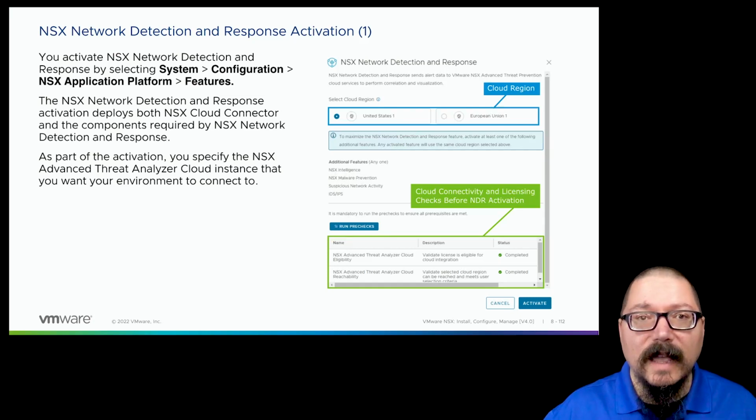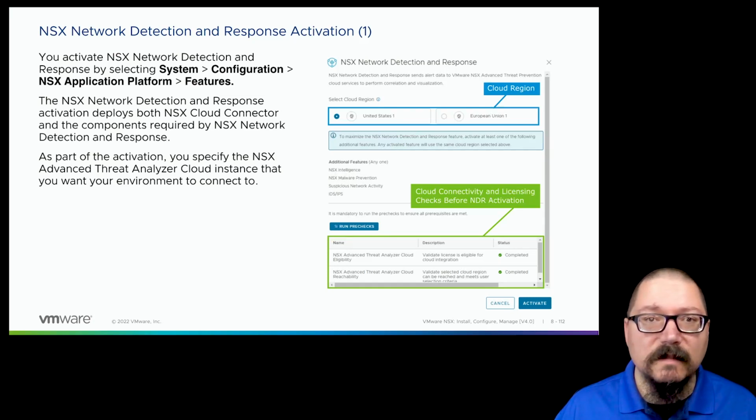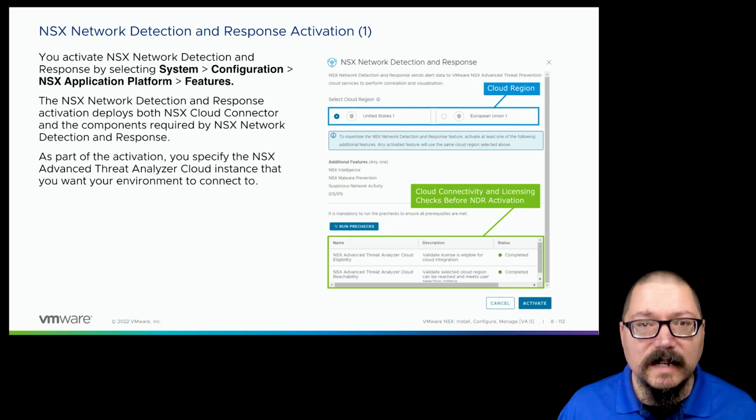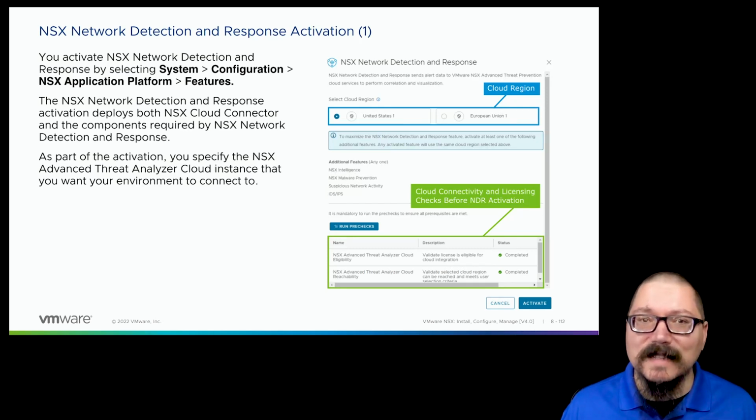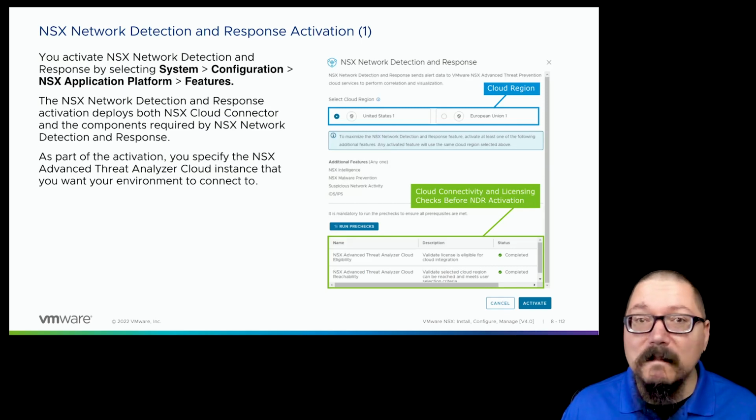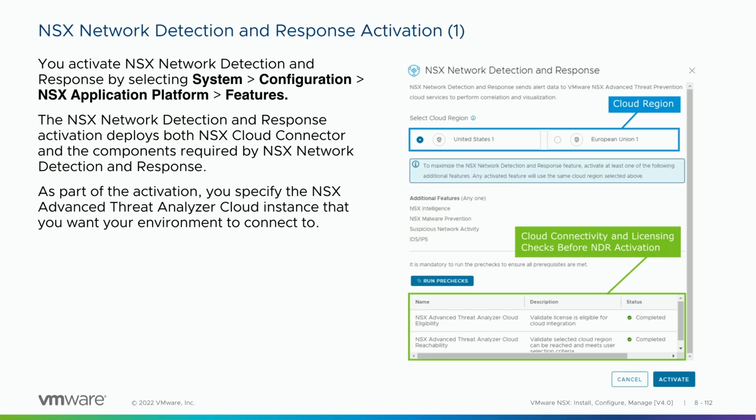I'm going to go into NSX Manager, under System, go to NSX Application Platform, where I see my different features. I'm going to have a big tile for NSX Network Detection and Response. So I'll click that tile and say, I want to enable this, and I'll get this workflow wizard. I may be prompted to select a cloud region. If I have not already enabled malware detection, then yes, I will be prompted for a cloud region.